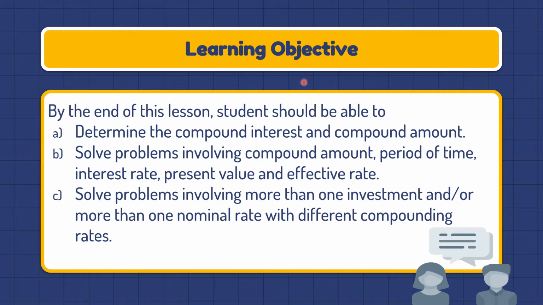Learning objectives for today are: by the end of this lesson, students should be able to A. Determine the compound interest and compound amount. B. Solve problems involving compound amount, period of time, interest rate, present value, and effective rate. And C. Solve problems involving more than one investment and/or more than one nominal rate with different compounding rates. Let's look at the examples for better understanding.